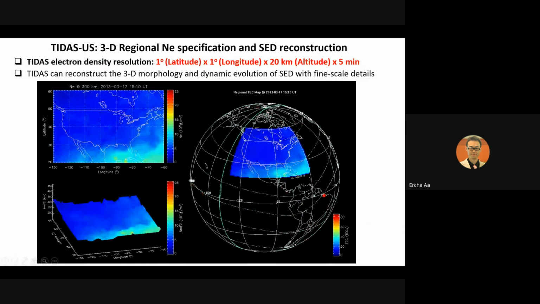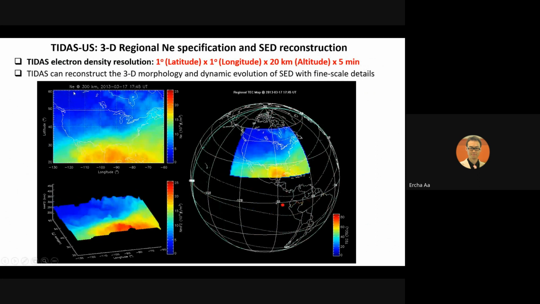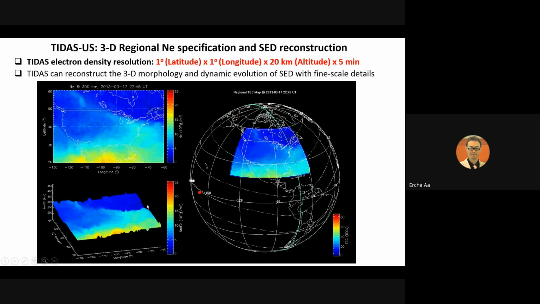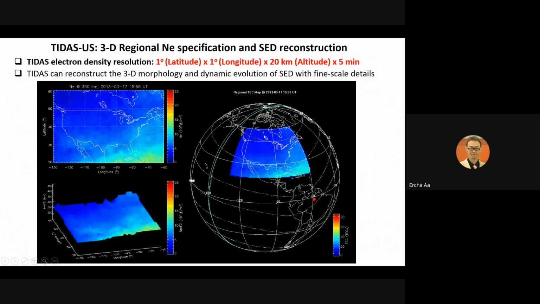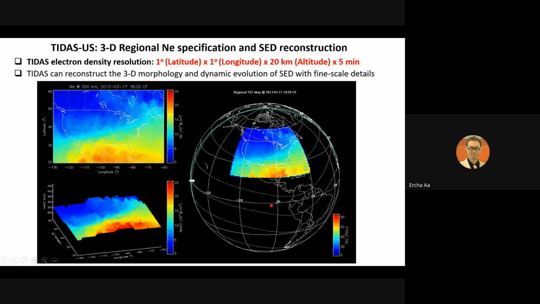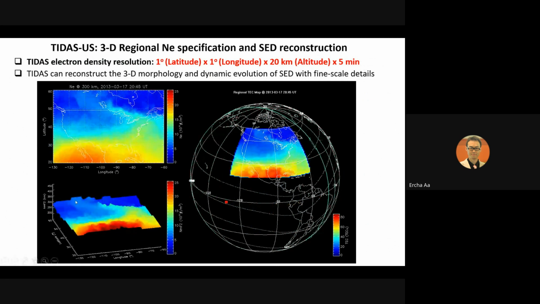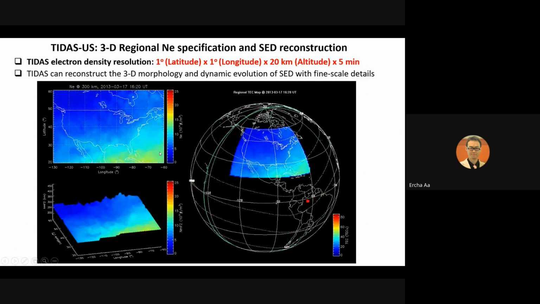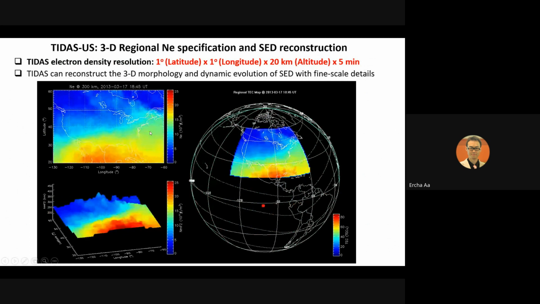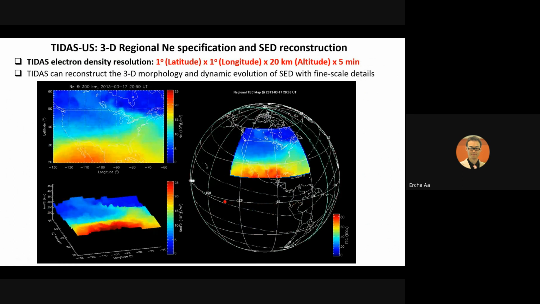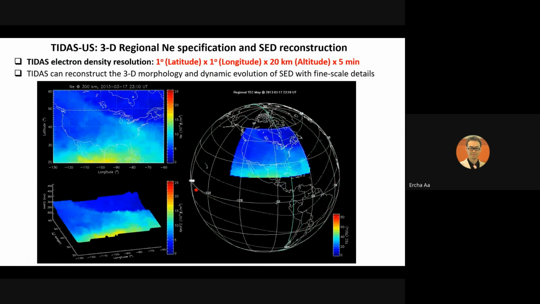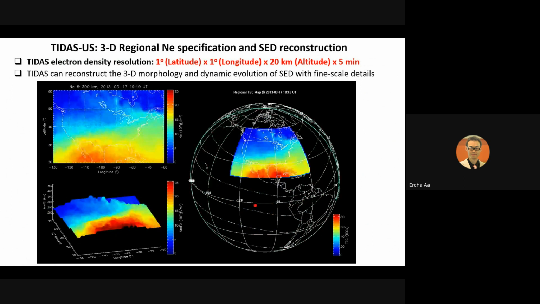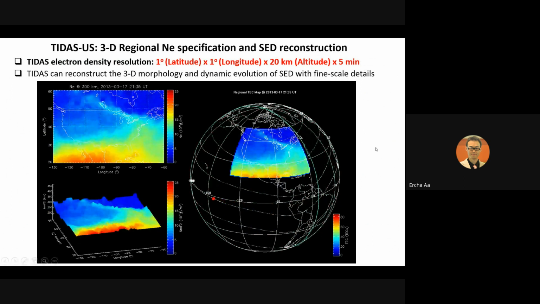So here is a movie. The upper left is the electron density at 300 kilometers. The bottom left is the HMF2 and NMF2 distribution. And the right panels are the TEC distribution. So we can see the dynamic variation of the SED plume. That's ridge-like structures with electron density enhancement and the layer uplift. So TIDAS can reconstruct the 3D morphology and the 1D temporal evolution of SED with fine-scale details. That's very powerful. So that's the very first version of TIDAS over the continental US.